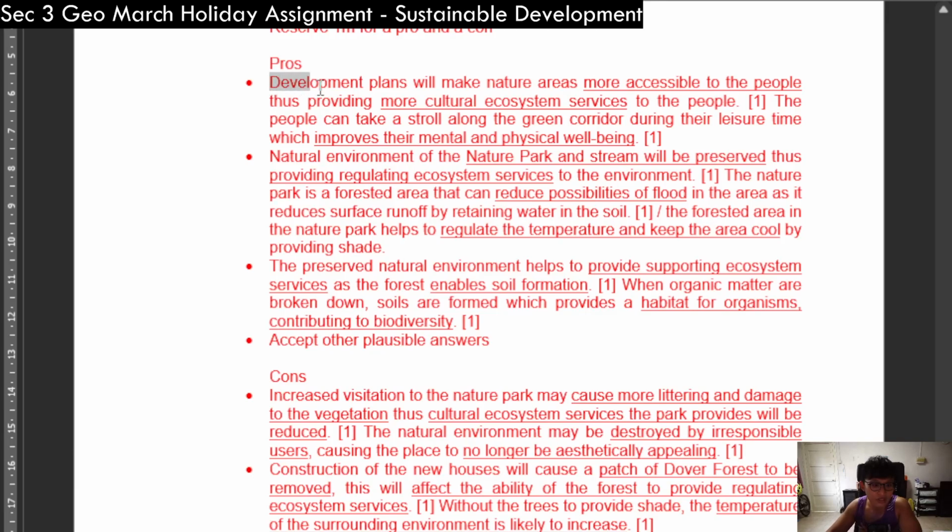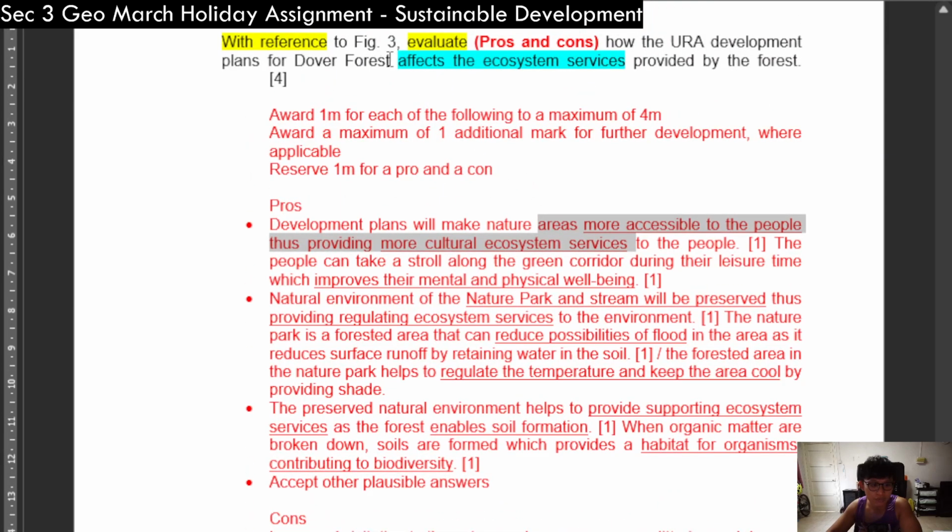So the good thing about these plans is that the plan will make the nature area more accessible to the people. So this will result in more cultural ecosystem services provided to the people. Remember, the question focus is how it affects the ecosystem services, right? So there are 4 different services. Basically, we are talking about how these plans will create more cultural services as the visitorship improves. As they take a walk through the park, it improves their mental and physical well-being.